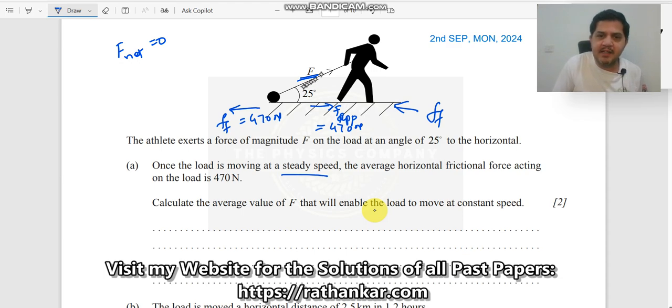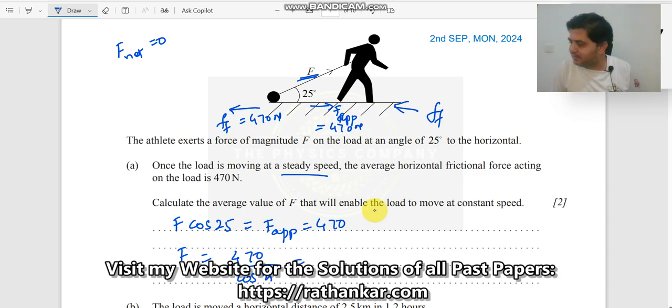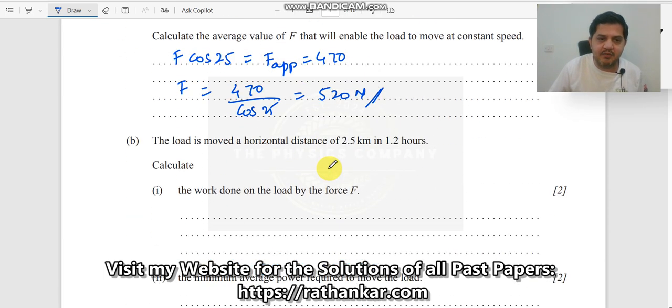Now, if this is my applied force F, I know that F cos 25 is equal to the horizontal applied force, which should be equal to 470. So I can find the value of F, which is 470 divided by cos 25. I already calculated this value, and it comes out to be around 520 Newton. You can use your calculators to find out this value. Okay, let us move on to the next one.